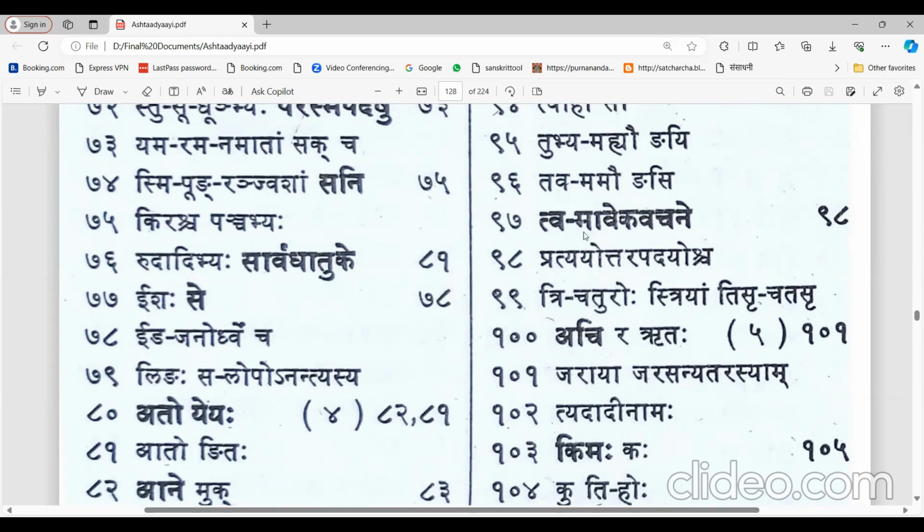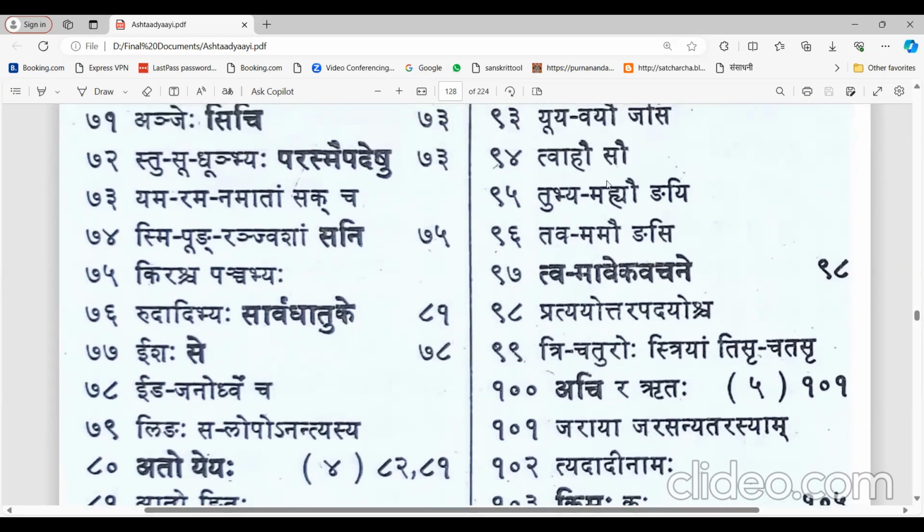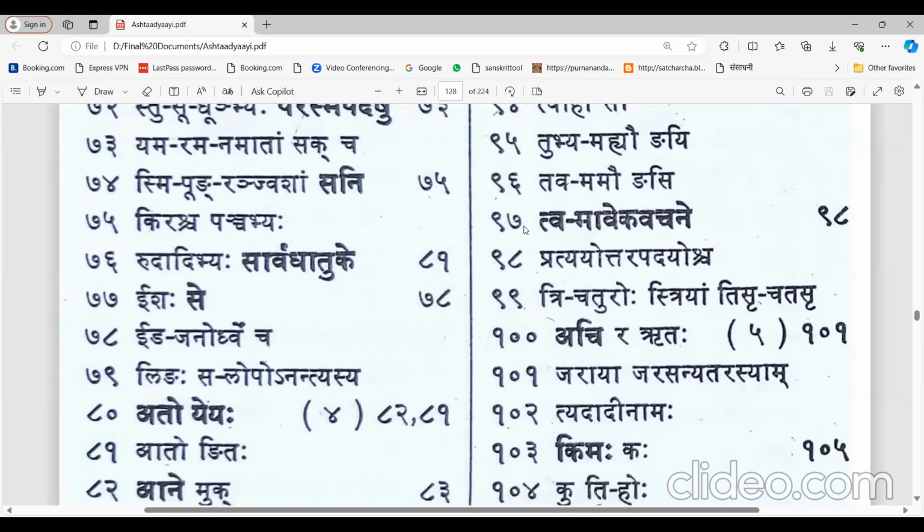So tva-ma ekavachane applies to ekavachana other than the prathama vibhakti ekavachana. Why? Because for the prathama vibhakti ekavachana we have a separate sutra, tvaho sau. So tva and ma will be the adesha when an ekavachana vibhakti pratyaya follows, other than the prathama vibhakti ekavachana pratyaya. Okay, you can note that.